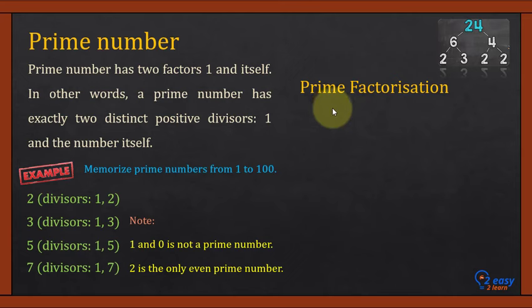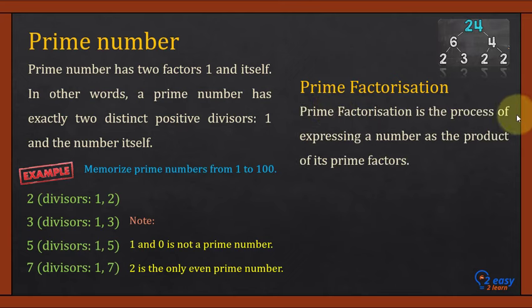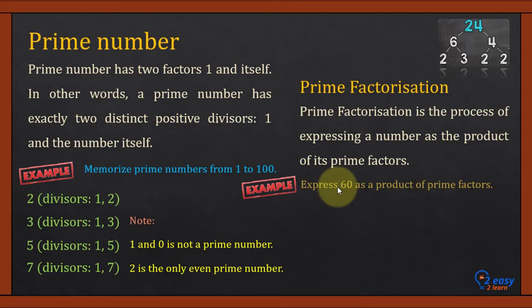Prime factorization. Prime factorization is the process of expressing a number as the product of its prime factors. Let's see how to find prime factors of a number by using the prime factorization method. For example, we want to express 60 as a product of prime factors. We will use the division method. There are also other methods like the tree method, but right now we are using the division method.